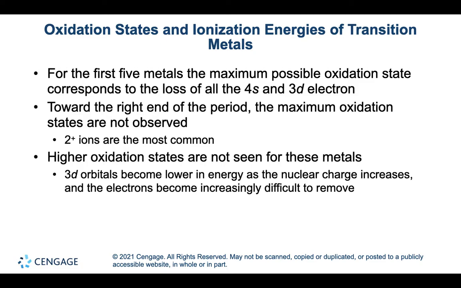As you get toward the right end of the period, you typically don't see them taking advantage of their possible maximum. Zinc would actually have a possible maximum of plus 12, but you never see plus 12. In fact, probably the most common oxidation state toward the right end of the period is going to be plus 2. And that's because you've got nuclei with a lot of protons in them holding onto those 3d electrons pretty tightly. Higher oxidation states typically are not seen. Those 3d orbitals are lower in energy as your nuclear charge increases. Electrons are getting harder to remove.